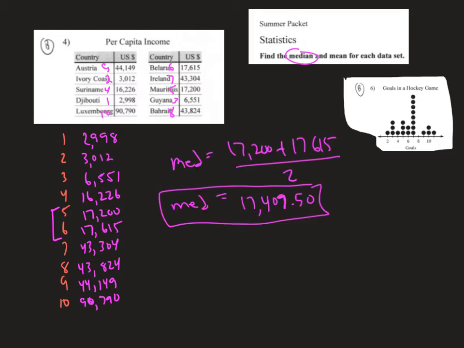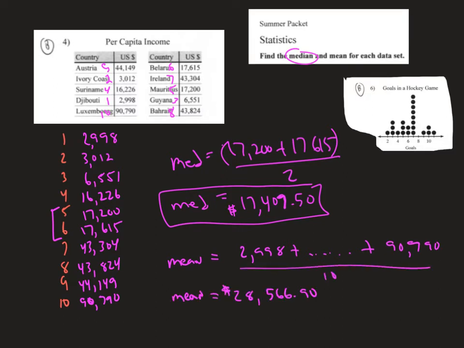When I add 17,200 to 17,615 and then take that average, I'm going to add that first, so that's an implied parentheses, and I divide that by 2. I get $17,407.50. So that's the median. How about the mean? Again, the mean is going to be the average of all 10 values, all the way to the highest value, 90,790. Then I'm going to divide that by 10, and that gives us a value of $28,566.90.